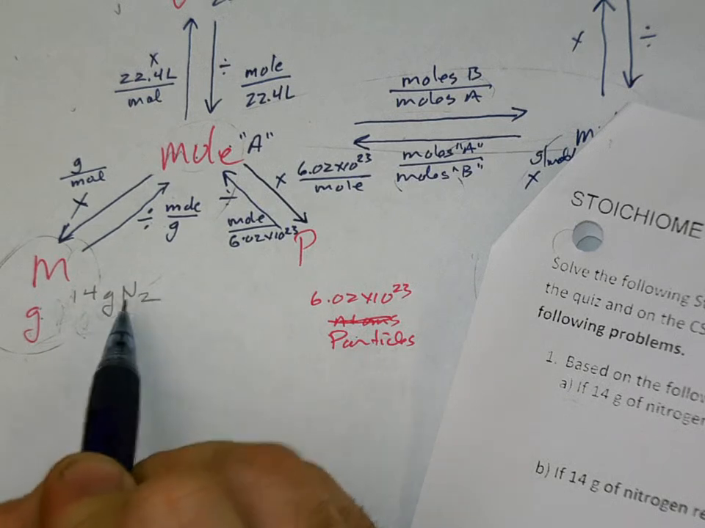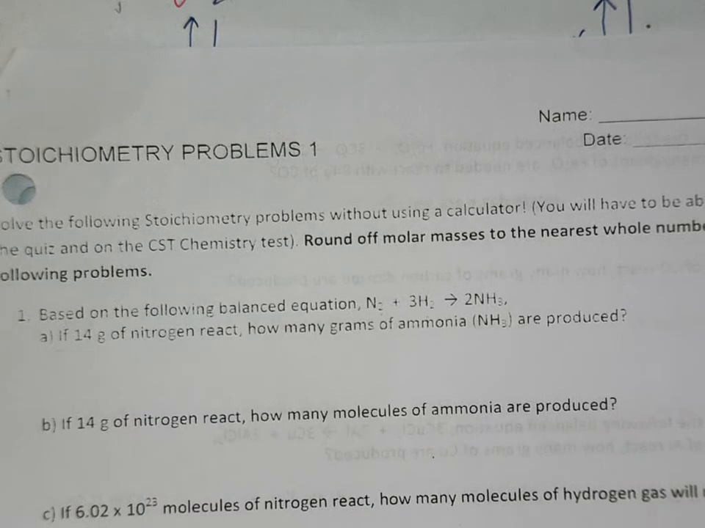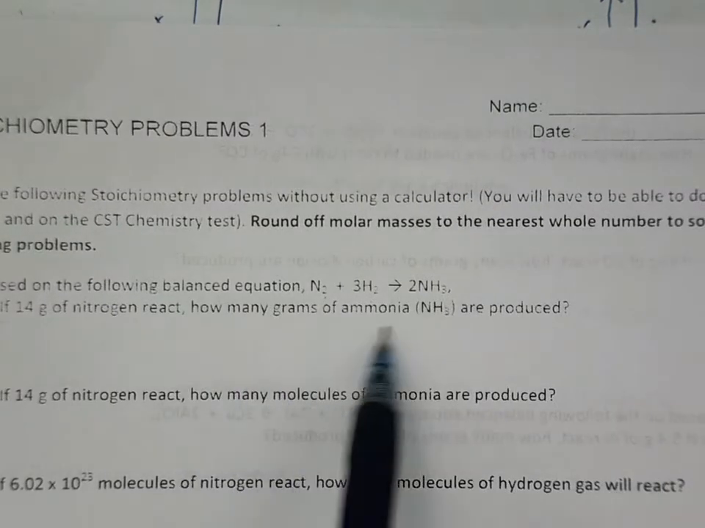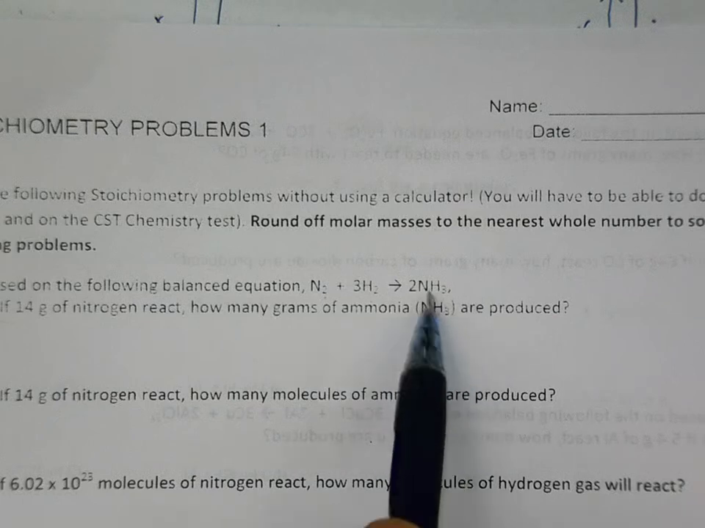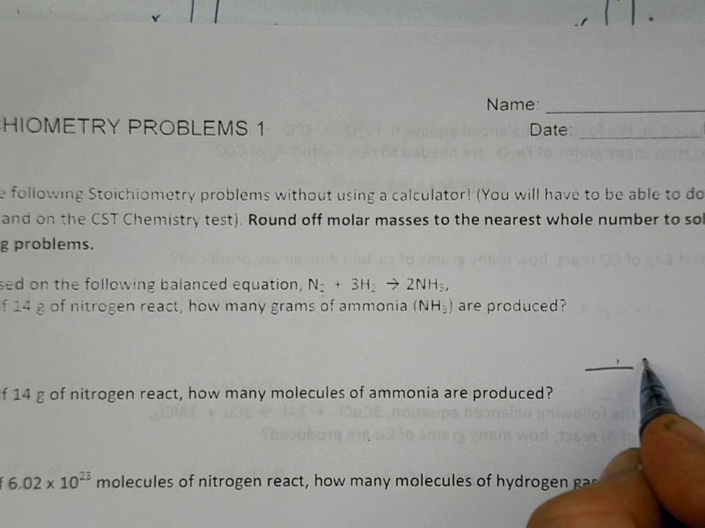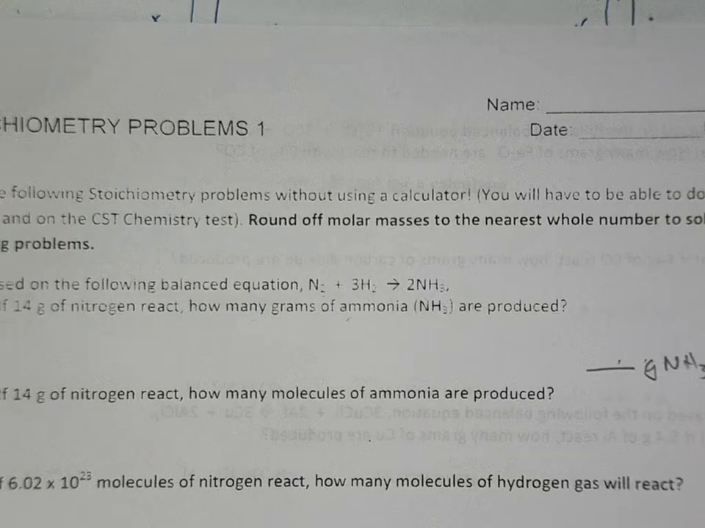Now remember, you have to make sure it's N2. It's not just plain old N, because it's nitrogen gas, so you want to make sure you get that set up. That'll be important for the molar mass. And it says how many grams of ammonia, NH3, are produced. So we're looking for this. In fact, over here right now, I'm going to put blank grams of NH3 produced, just to make sure I don't mess up.